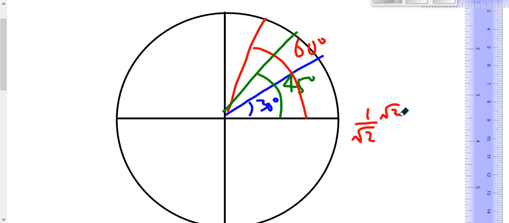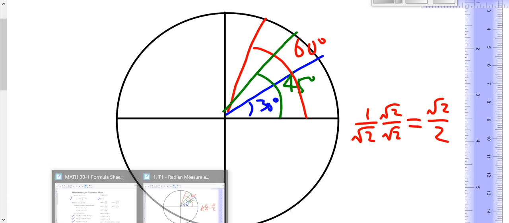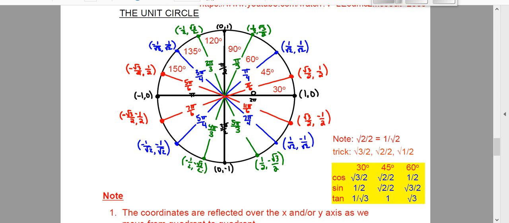Root 2 over root 2. Then root 2 times root 2 will give you 2. On the top, 1 times root 2 gives you root 2. So now 1 over root 2 is the same as root 2 over 2. Okay, so instead of saying 1 over root 2, I would write down root 2 over 2. And then this one is 1/2.